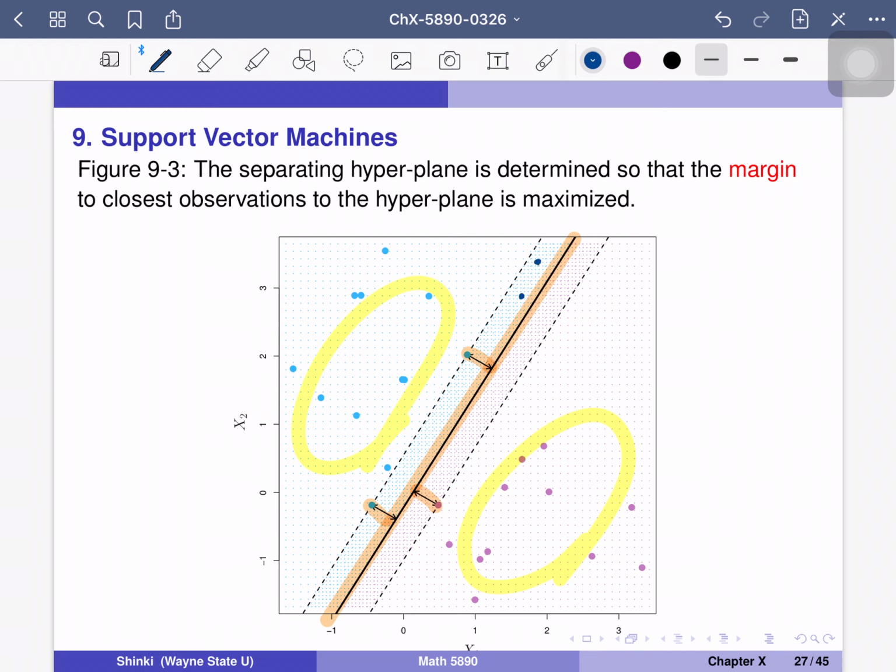In this way we can minimize test errors, because if we have more observations in the test set, then some observation may be here, and some observation in the purple class may be here. Even for the test set, we expect the error to be small for support vector machine.